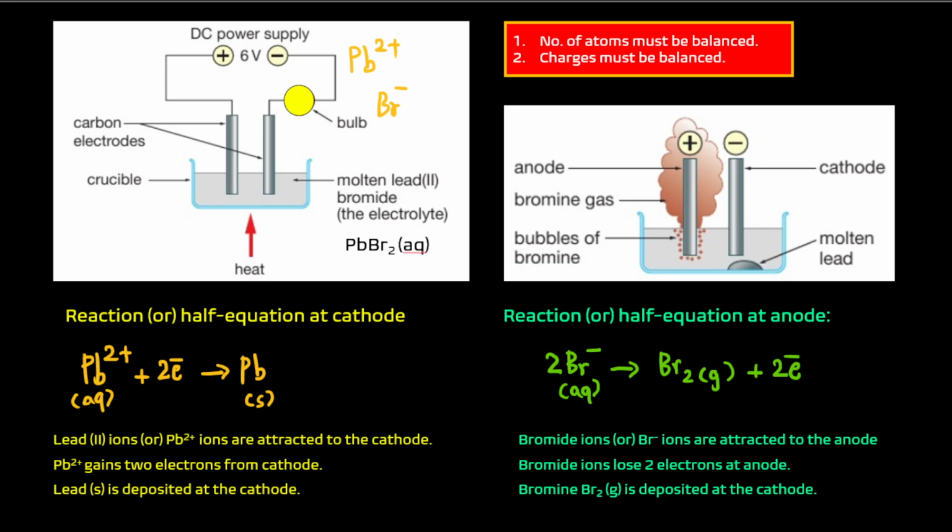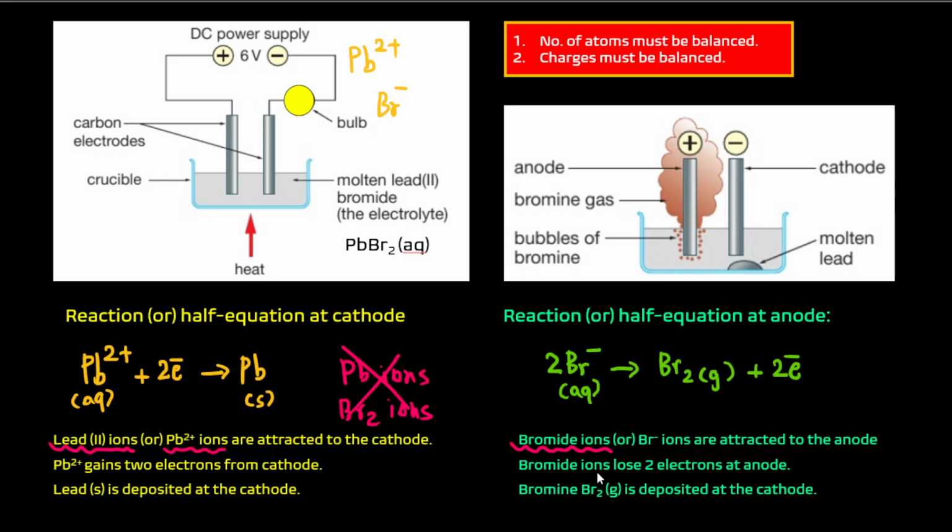Now, I would like to mention one very important piece of information here. You must say that this is bromide ion, and you must say that this is lead-2 ions or Pb2+ ions. It is not lead ions or bromine ions, because these do not exist at all, and wrongly writing it will deduct your marks.